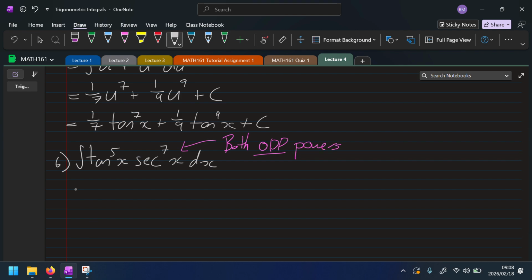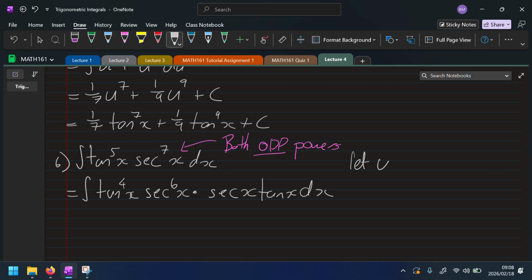Okay, so if they're both odd, okay, we can take out a sec and a tan. So tan, that will become even now. So this will be tan to the 4. And this will become sec to the 6. And we took out sec x tan x. And again, I said the derivative of sec. So u is going to be sec. And du, that will be sec x tan x, which we factored out here.